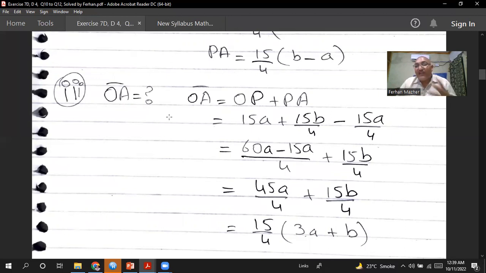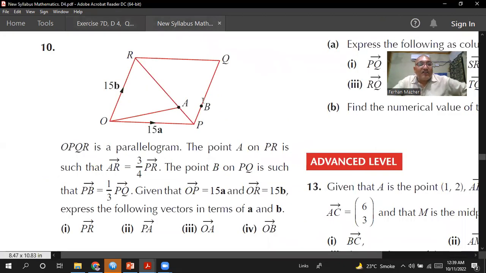So the terms which have A, bring them together, take their LCM. The LCM is 4, so it will be 60A minus 15A, the whole thing divided by 4, plus 15B by 4. So that will be 45A by 4 plus 15B by 4. So 15 by 4 can be taken as common. So you will have in the bracket 3A plus B, bracket close. So this is how you find the OA. Hopefully you understand. Okay, so we have found the OA.